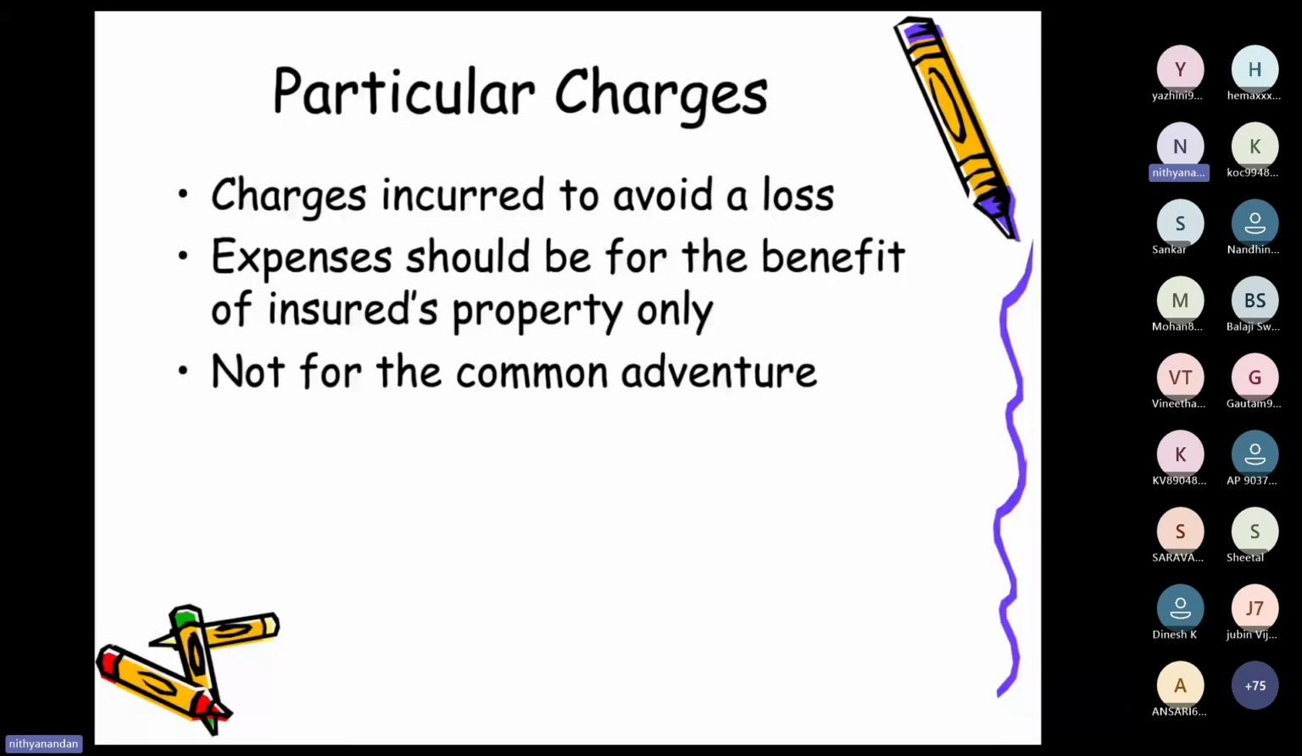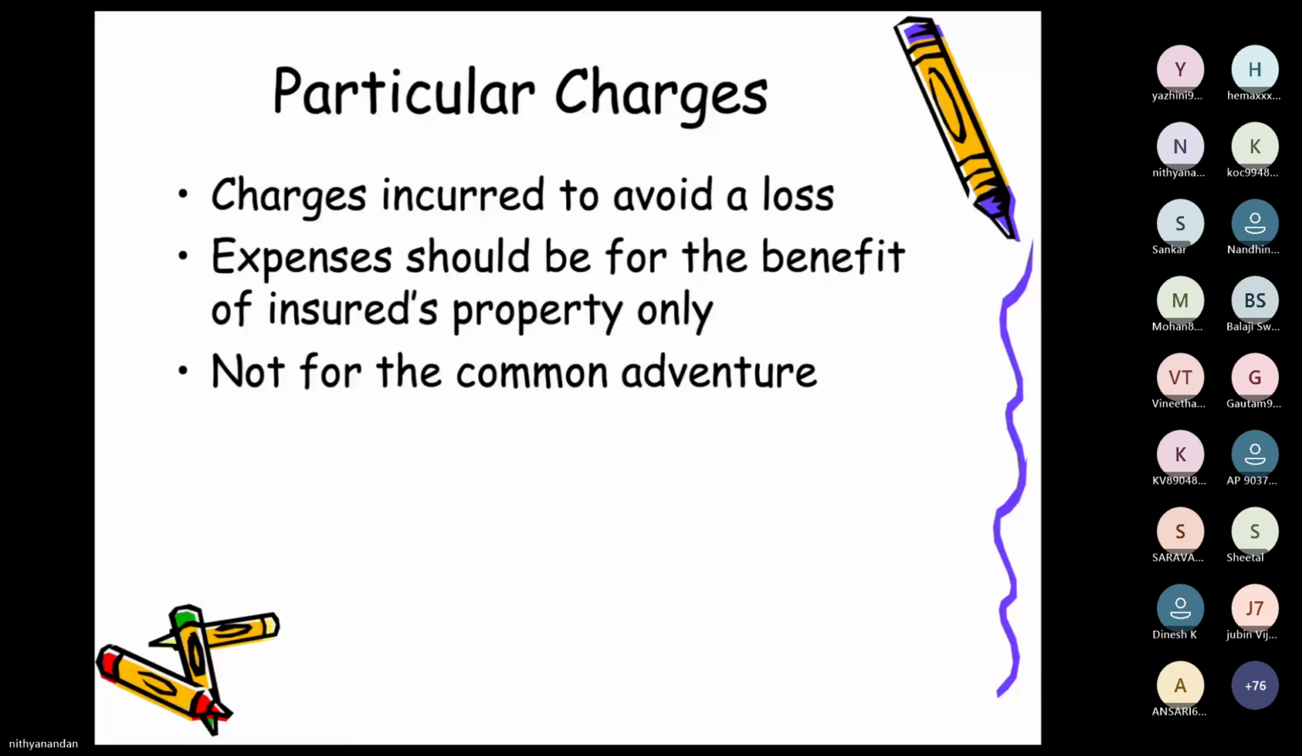Okay. Now we have seen the four charges: number one, sue and labor, particular charges, extra charges, salvage charges. Very important point is that all these four charges are payable over and above the sum insured. What do you understand by over and above the sum insured?